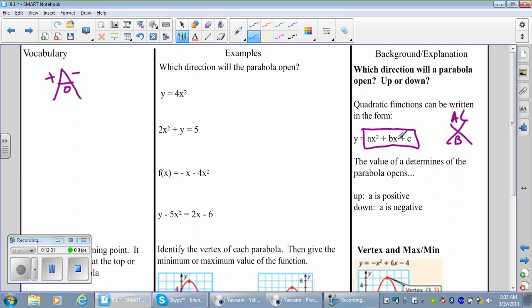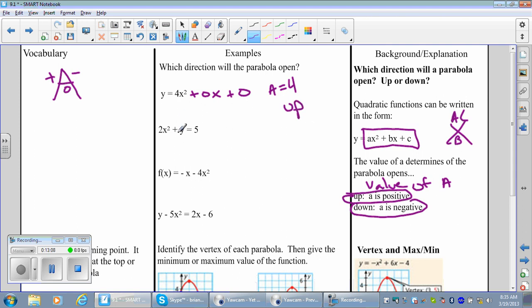Well, if we can get our quadratic into this form, then all we need to really do is look at the value of A. Because when A is positive, we're going to open up. And when A is negative, we're going to open down. So right here, this is y equals ax squared plus 0x plus 0. Those are unnecessary. But the value of A here is 4. Now that's positive, so it's going to open up.